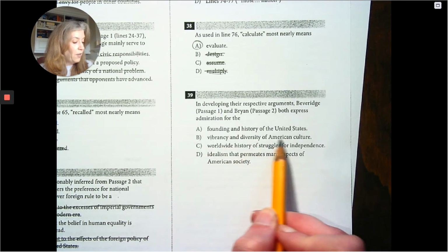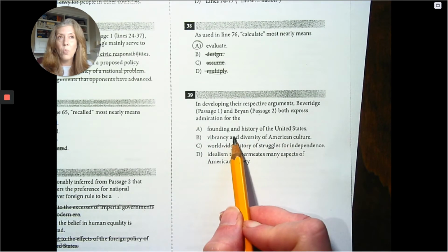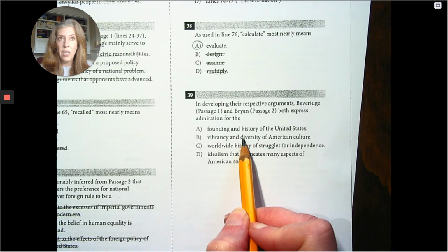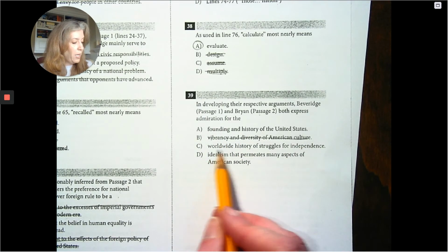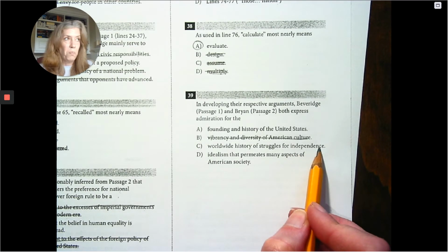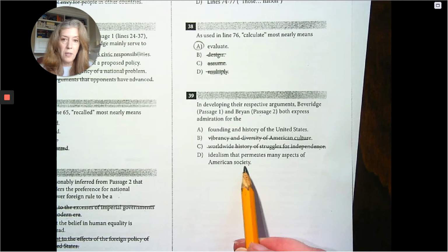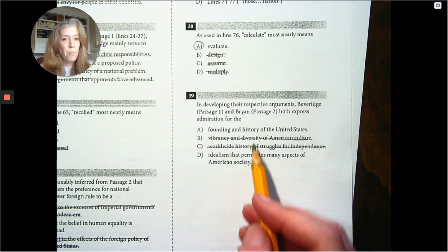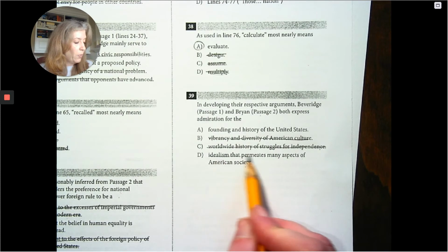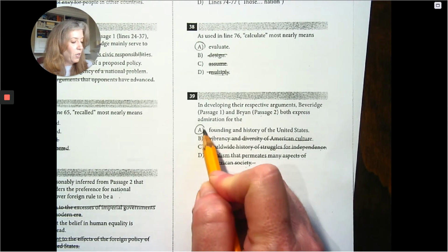The vibrancy and diversity of American culture. I don't remember either one of them bringing up anything having to do with diversity. And I'm really thinking about Bryan, not talking about diversity. So let's get rid of that one. Worldwide history of struggles for independence. Didn't speak about anything about worldwide. It did mention that our nation has a history of struggling for independence, but it wasn't a worldwide history, so we're going to get rid of that. Idealism that permeates many aspects of American society. Both express? No, one expresses, but not both. So the founding and the history of the United States.